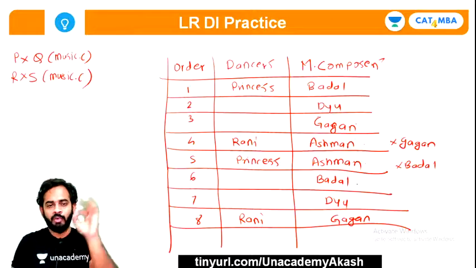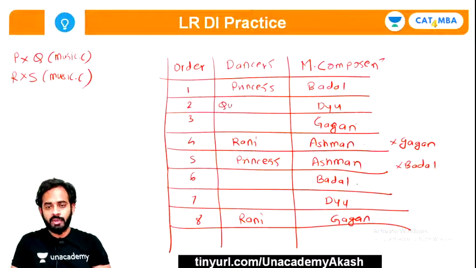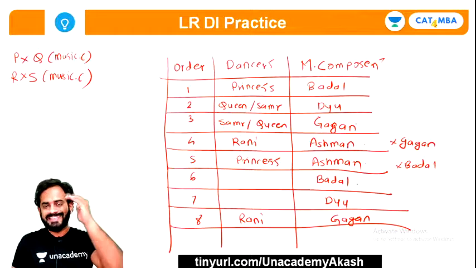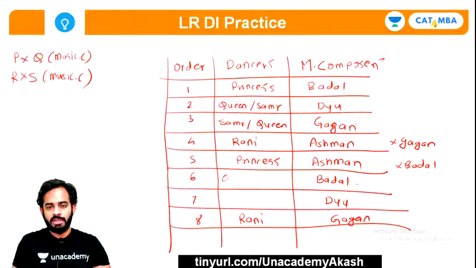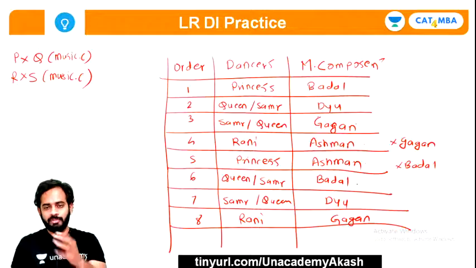Who is remaining? Queen is remaining and Samragni is remaining. So let's say Queen and Samragni, or Samragni and Queen. Similarly, the same order should be followed for 6, 7 as well. That is Queen or Samragni, or Samragni or Queen. So these are the possibilities.